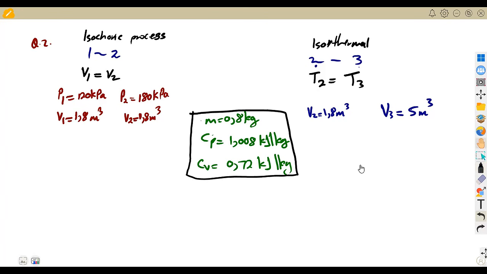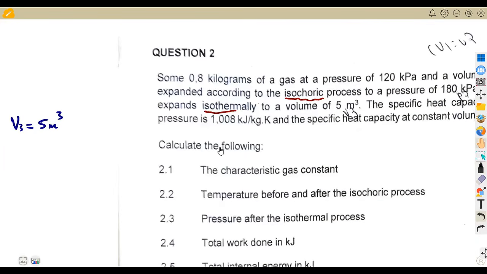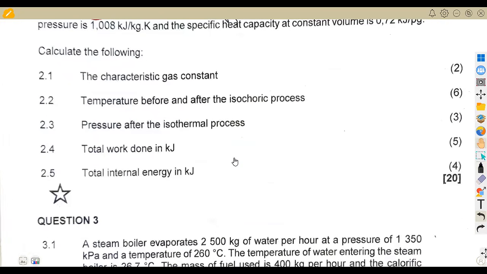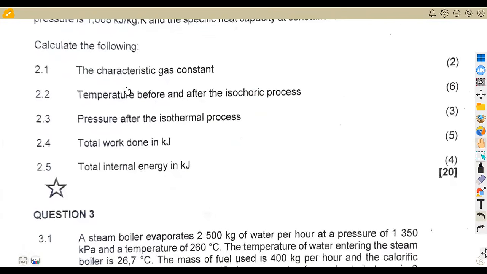So let us check the first equation that we are given here. The first equation is to calculate the characteristic gas constant in this case.